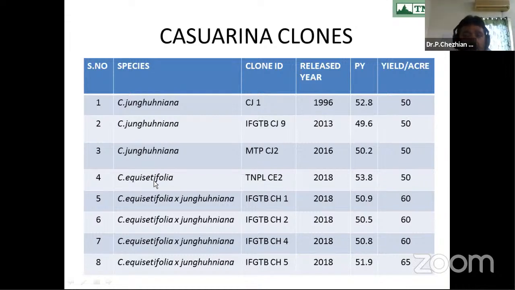And Casuarina TNPL CE2, we selected and multiplied, and we are promoting it to farmers, a high pulp yield clone. And again, in 2018 IFGTB released casuarina hybrid clones, 4 or 5 clones. We licensed them, got the clones, multiplied the ramets and are giving them to farmers. We are producing almost 40 million clonal plants, excluding these 4 clones alone. These are high pulp yield as well as short rotation. In 30 months itself, the yield increases to 60 tons per acre.